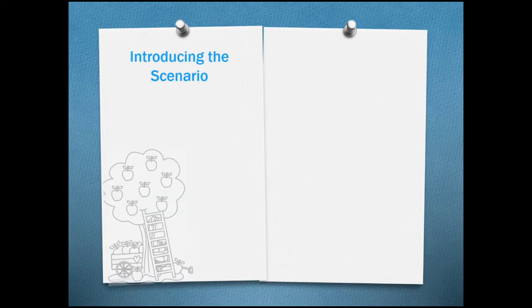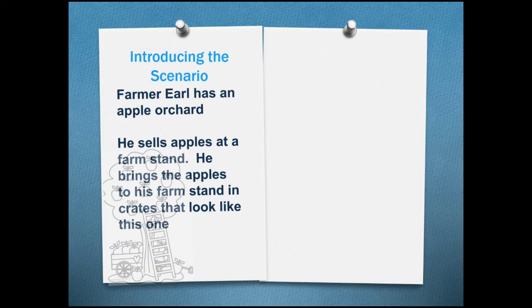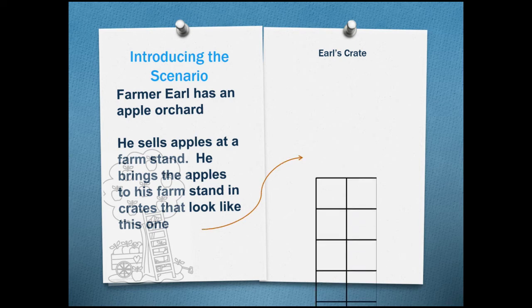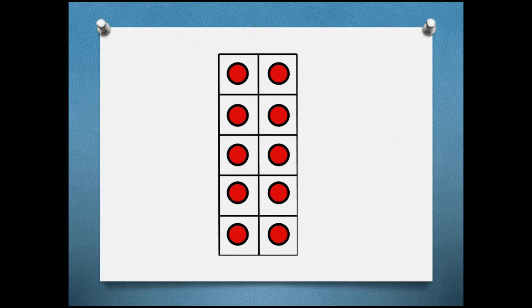So the scenario is that there's a farmer named Earl, and he has an apple orchard, or maybe you want him to have a pumpkin farm, but we're going to talk about an apple orchard. And he brings his apples to his stand in crates that look like this one. Here's Earl's crate. Okay, now before we talk about the crate, I want to say a little bit about the scenario. This is what Earl's crate looks like when it's full. So you can see that there's 1 apple in every box.